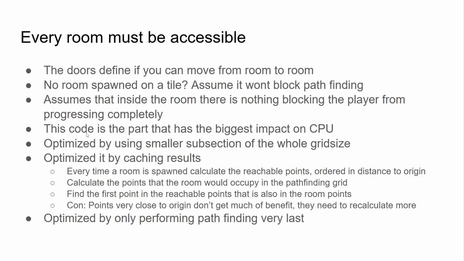It says that it's the biggest impact on CPU, but right now I managed to optimize it so much that it's no longer the case. It's still checking if the room can spawn, and that's the function that takes the most time, but it's not the is-every-room-accessible function that takes the most time. I also optimized it by using a subsection of the whole grid.